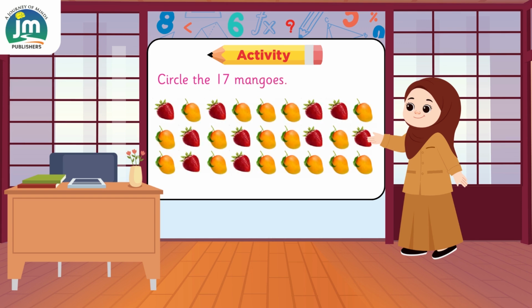Here we have strawberries and mangoes. Let's find and circle only the 17 mangoes. Count carefully and circle 17 mangoes. Excellent. 1, 2, 3, 4, 5, 6, 7, 8, 9, 10, 11, 12, 13, 14, 15, 16, 17. So, circle this mango.